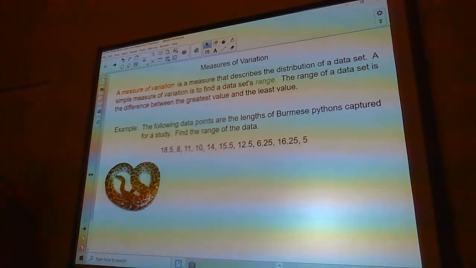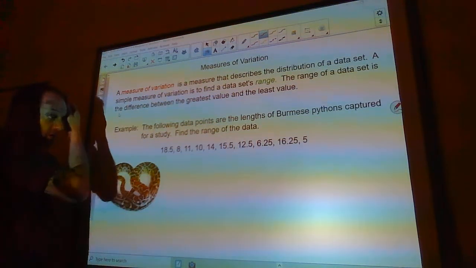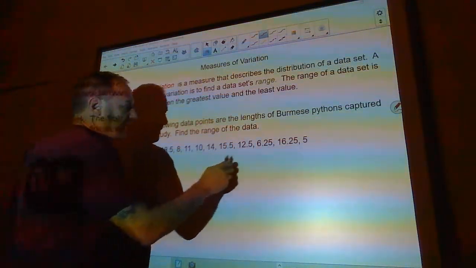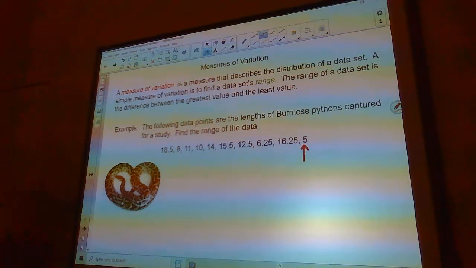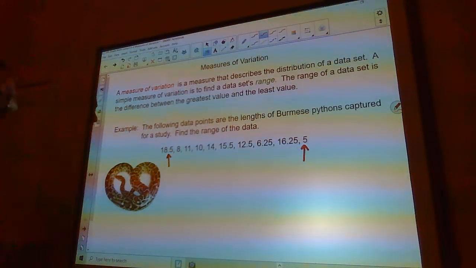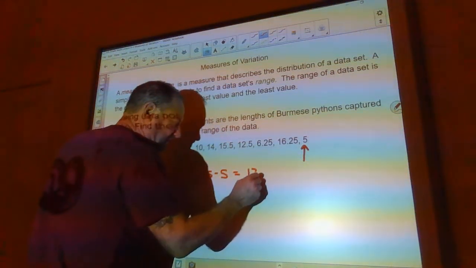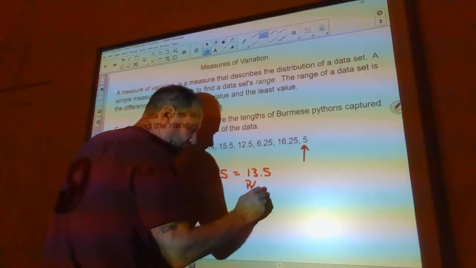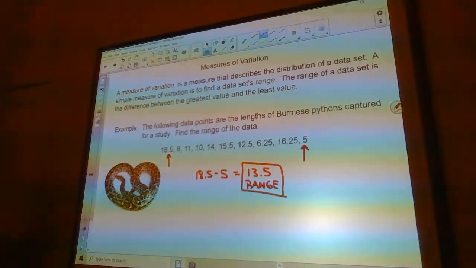Here we have the following data points, which are the lengths of Burmese pythons captured for a study. Find the range of the data. So here's what we do. We've got all these different sizes of snakes here. The first thing we do is find the smallest one. That one was only 5 feet long. Then we find the largest one, which is right there at 18.5. So we take the 18.5, subtract the 5, and that leaves 13.5. That's the range. It has a range of 13.5 feet.